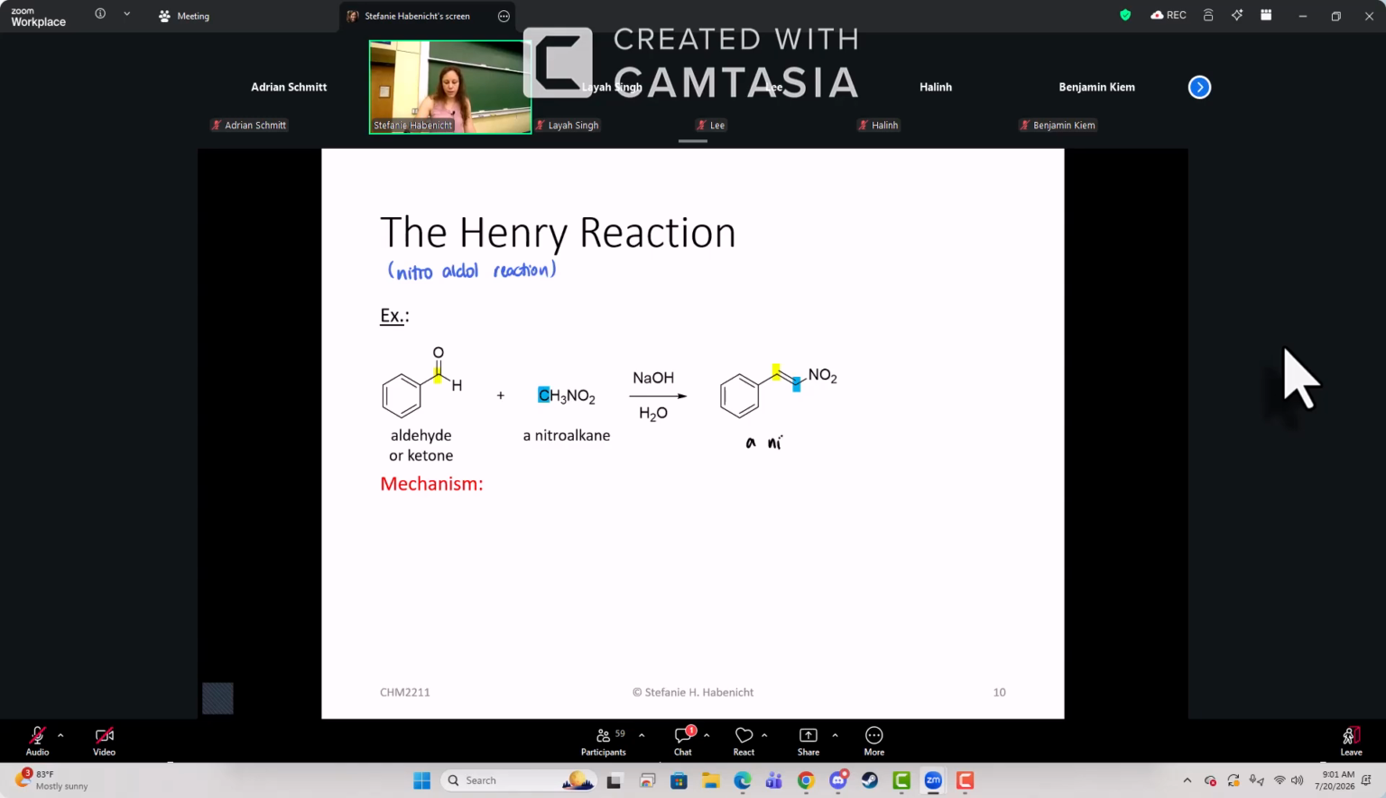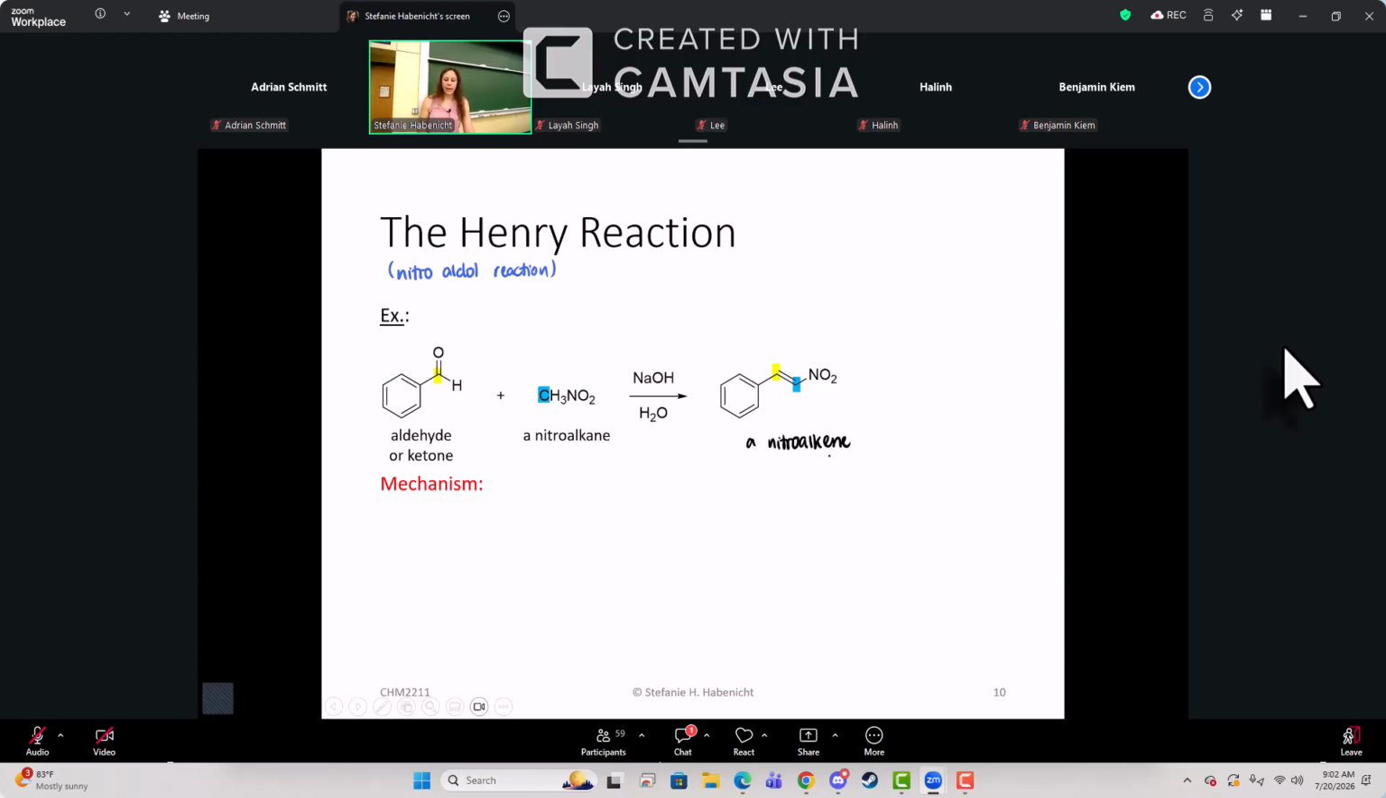This one here is nitrostyrene. Also a common reaction done in organic labs. Probably not in yours. This one's a little bit finicky. If you don't get the pH right during workup, you get almost no product.